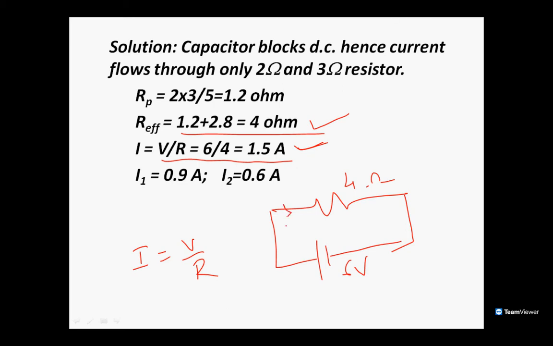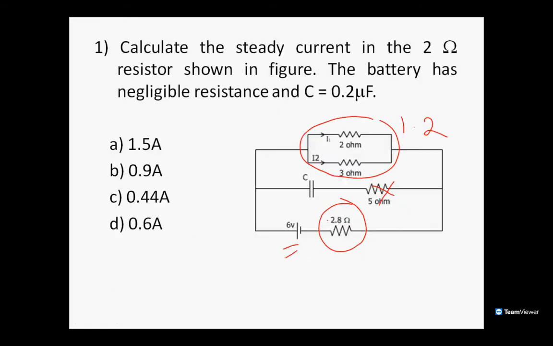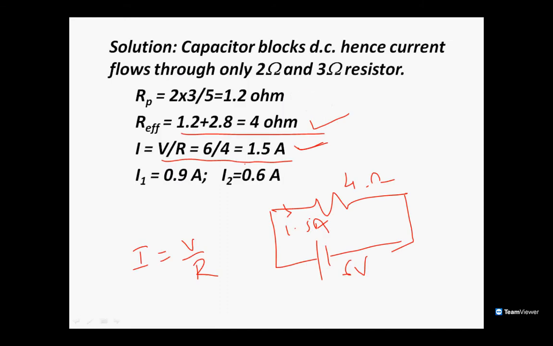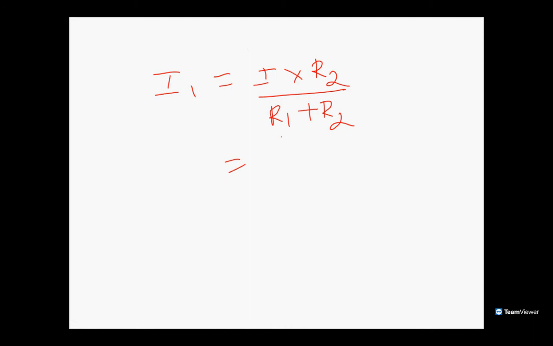The total current in the circuit is 1.5 ampere. But in our question, he is asking the current in the 2 ohm resistor. Now I have to use the formula for the branch currents. We know that I1 equals I into R2 divided by R1 plus R2. This formula I am using. Just now I calculated the current as 1.5 ampere. I'll substitute this one.